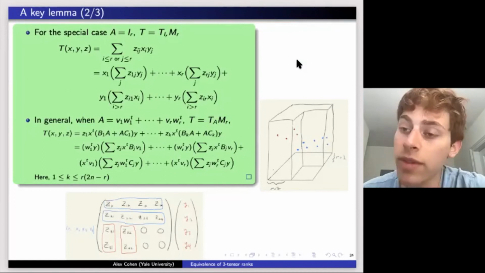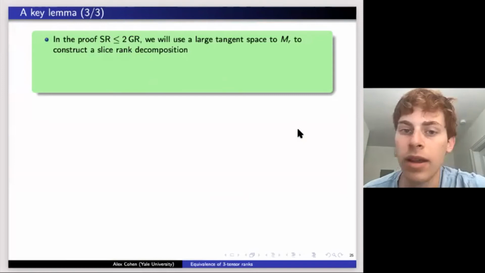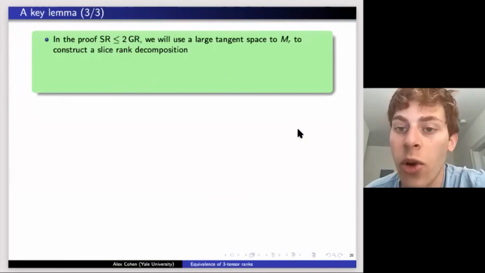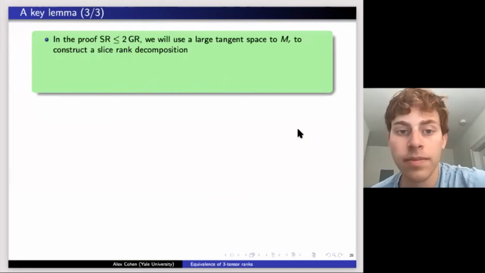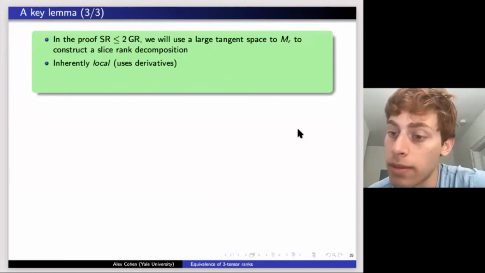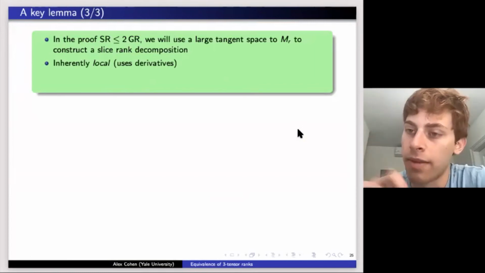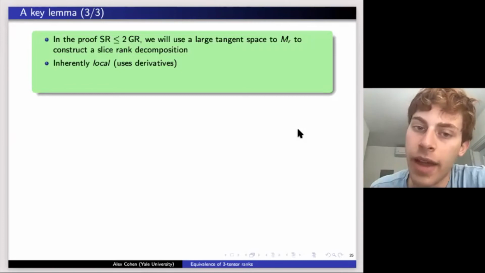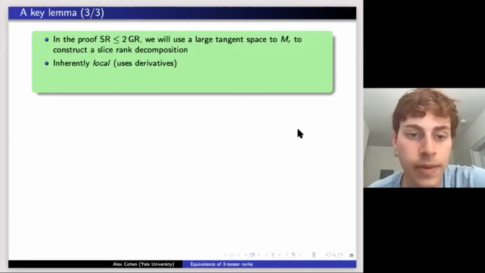Okay, so I'm done with the proof, and now I'm just going to talk a little bit more about that lemma, because it's an important lemma. In the proof, the way this drives our proof is that we're going to use a large tangent space to the rank R matrices in order to build a small slice rank decomposition. It's inherently a local thing. We're looking at derivatives along this variety, which is a very different way of thinking from how people usually argue about inverse theorems. So that's why we're getting linear bounds, because we're looking at this local picture.